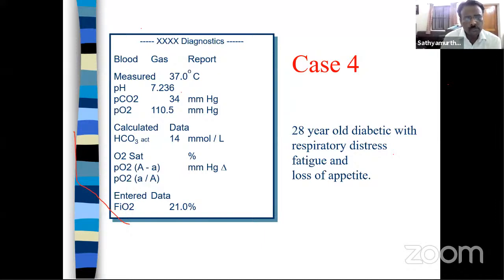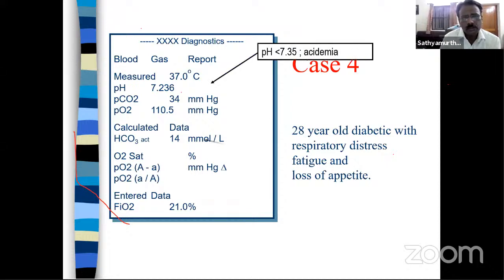Next I have to see whether this acidemia is because of respiratory or metabolic. I look at the PCO2. PCO2 here is 34. It is not fitting into respiratory acidemia for sure. On the contrary, the PCO2 is slightly low. So now let's look at the bicarbonate. The bicarbonate is 14 millimoles per liter. So that tells me that this is metabolic acidosis. This is for sure. Now, what do I do if it is a metabolic problem?